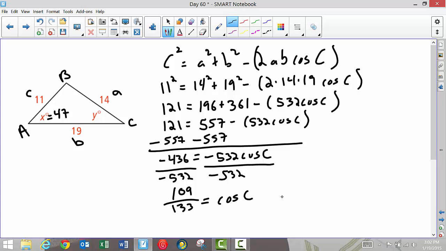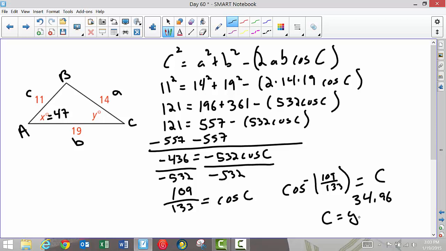To get C, I do the inverse, so I do cosine inverse of the ratio, which is 109 over 133, and I get C. You got to use your calculator to do the inverse. Cosine inverse 109 over 133, and you get 34.96. So C, which is Y, is 35 degrees. There you go.